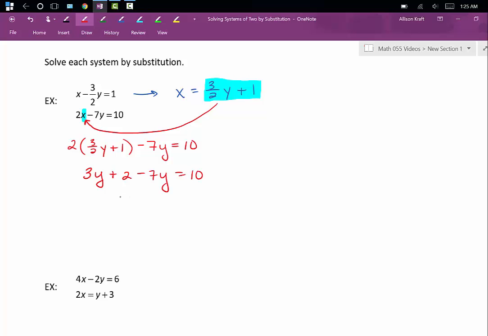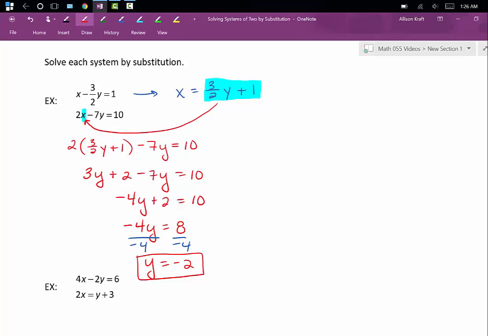Combining like terms on the left, we get negative 4y plus 2 equals 10. Subtracting 2 from both sides, negative 4y equals 8. And then lastly, dividing both sides by negative 4, we get y to be equal to negative 2.